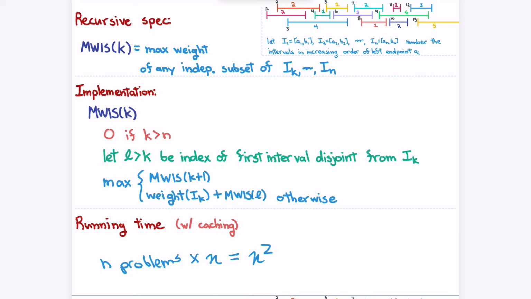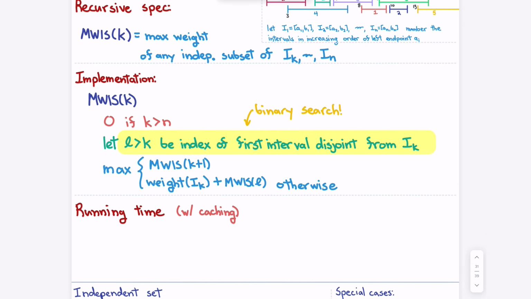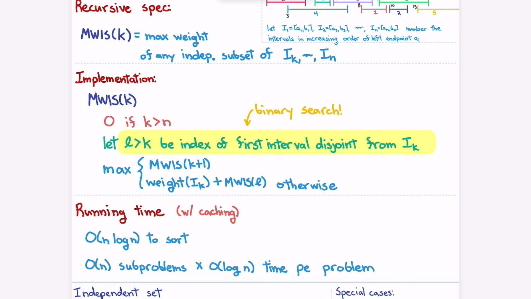Okay, I can binary search for L. So if we play the over-under game, we can find the first L in log n time. So you'll get n subproblems and log n time per subproblem, so you get n log n overall, plus the n log n pre-processing to even sort the intervals. Okay, so you can get it down to n log n.